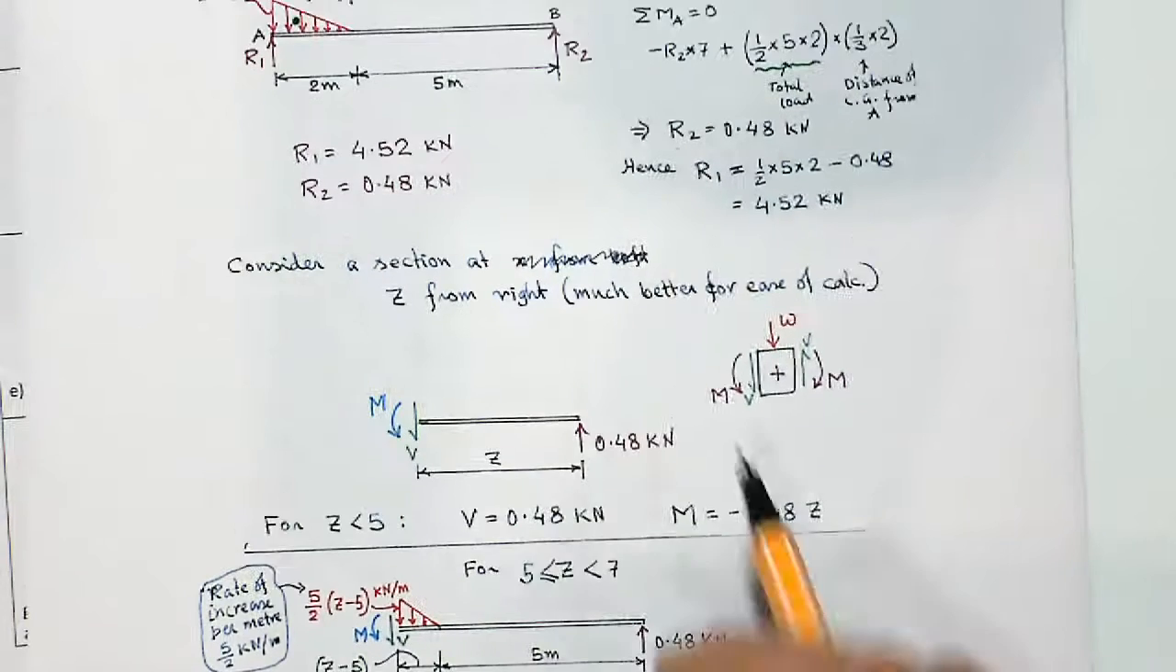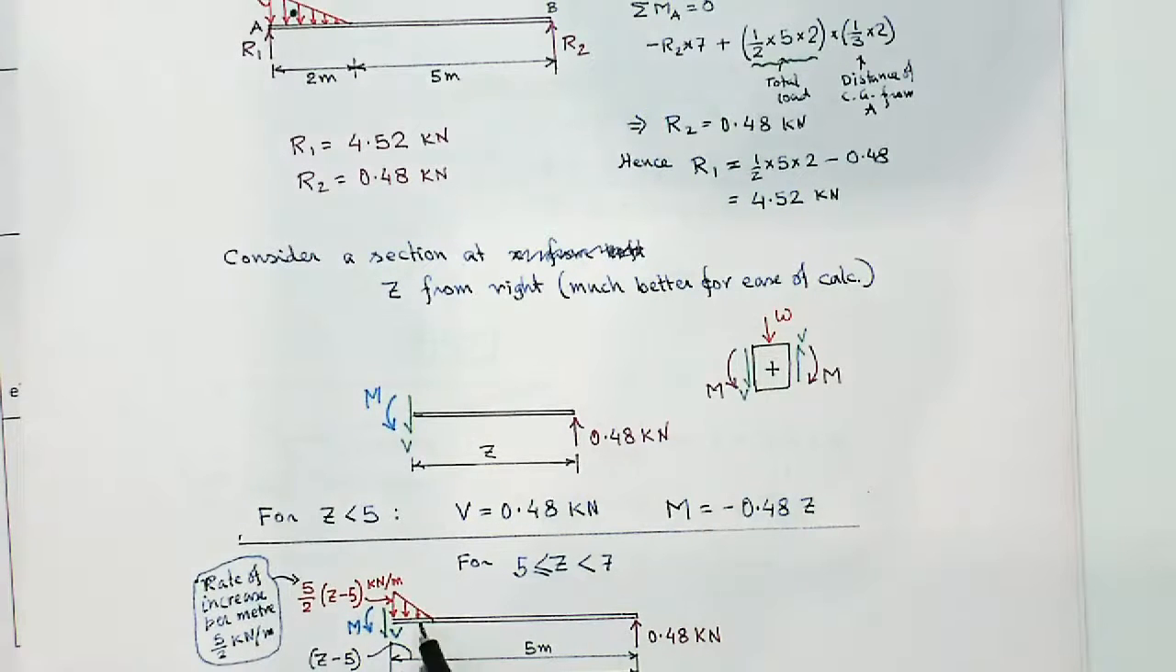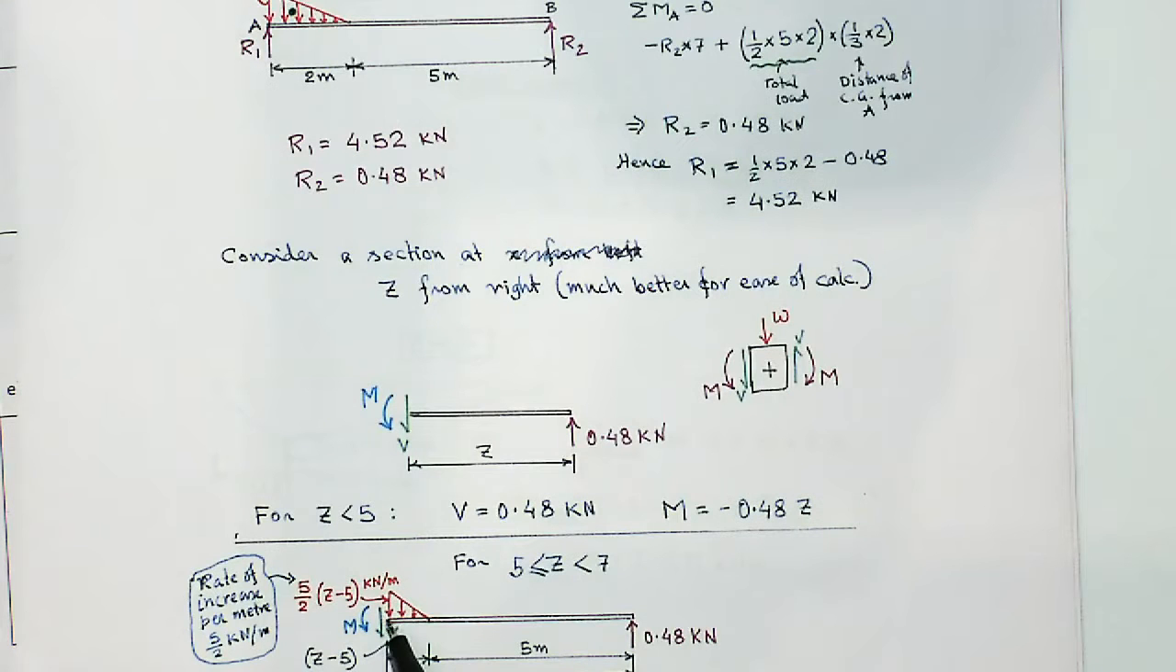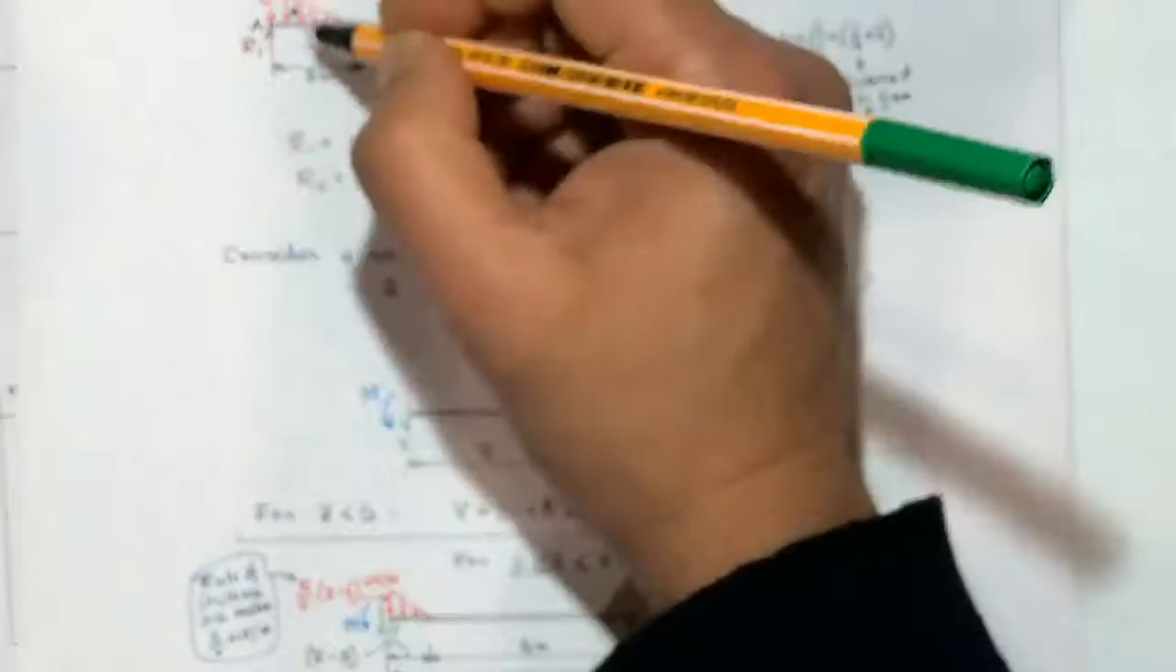Now if Z is more than 5, or in other words at this point, then this little bit of triangular load comes into the picture. That is the reason I came from this side. If you come from the left hand side, of course that would be a trapezoidal load, so you have to consider the centroid of a trapezoid.